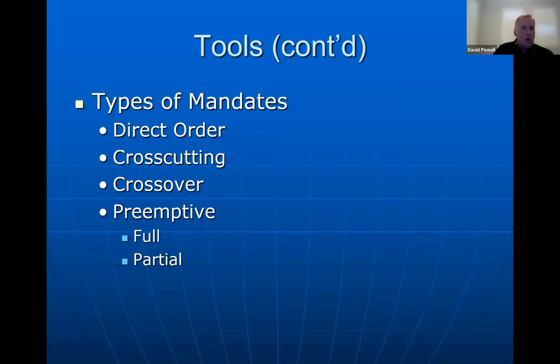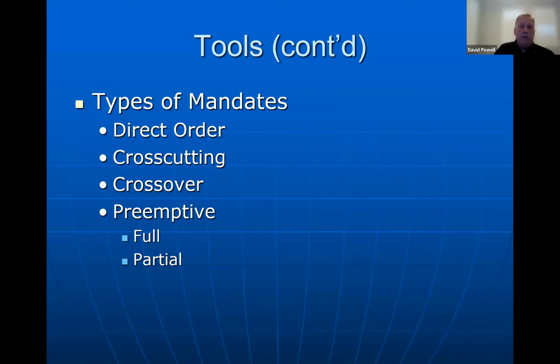Congress decided it no longer wanted to see any states have internet access taxes. And as of January 1st, I believe it was 2007, Congress said there can be no more internet access taxes. We are fully preempting the right of state governments to levy internet access taxes. So that's an example of a fully preemptive type of mandate. Remove that revenue source completely away from state governments.